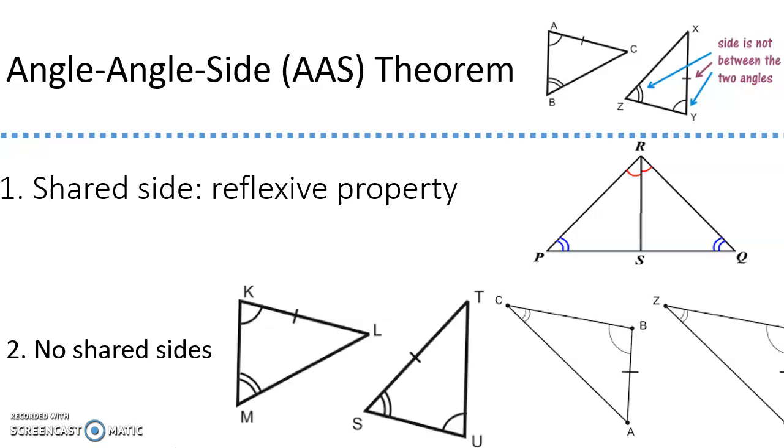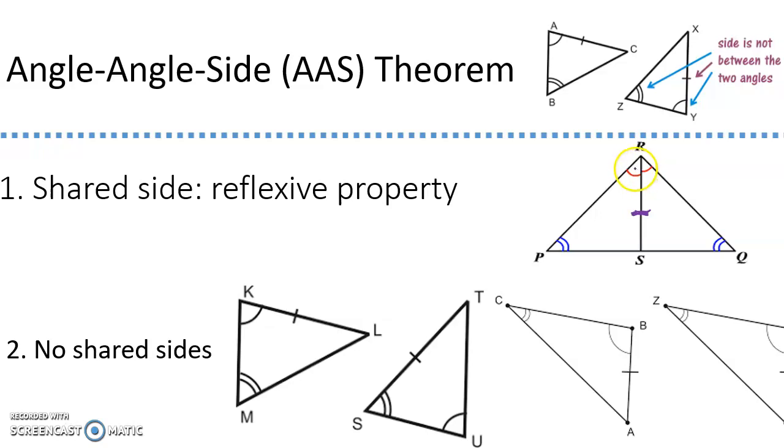Next, we have angle angle side. Okay, 2 angles followed by a side. Note, it says the side is not between the 2 angles. It must go angle angle side. All right, so let's look at example number 1. It says shared side, reflexive property. So we've talked about that. Side RS here is shared. Therefore, by the reflexive property, that side is congruent.